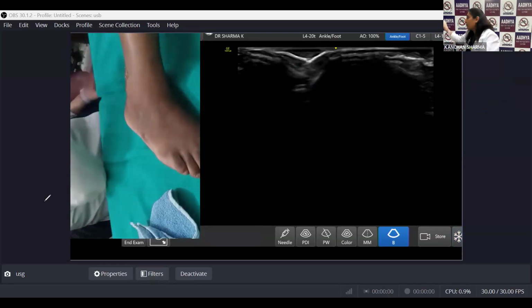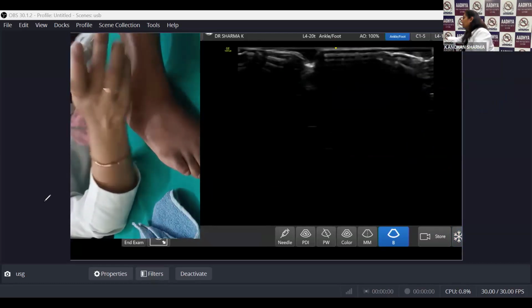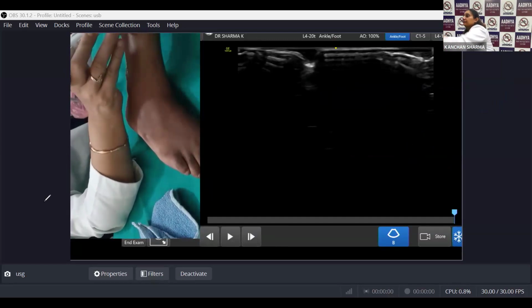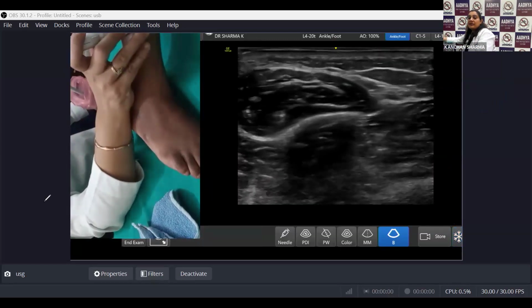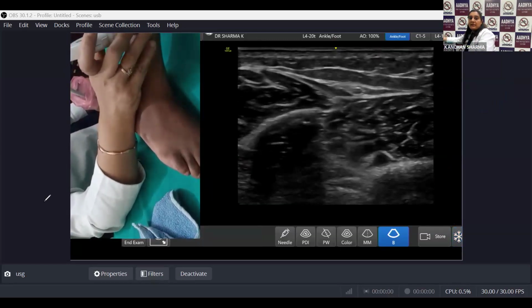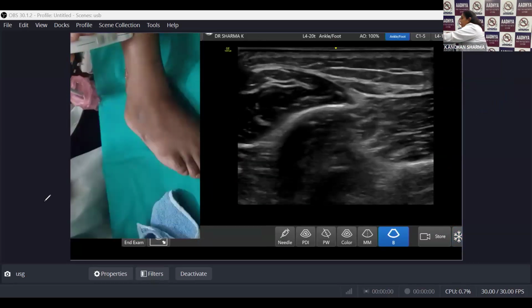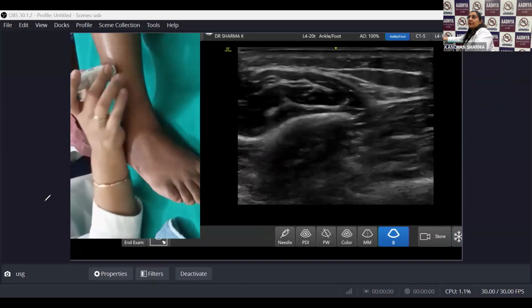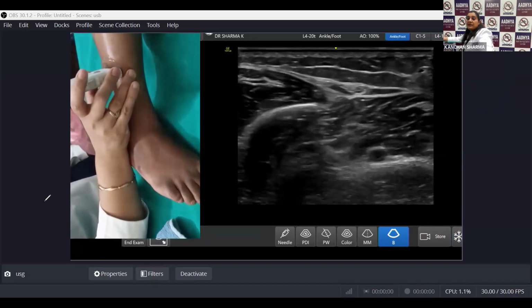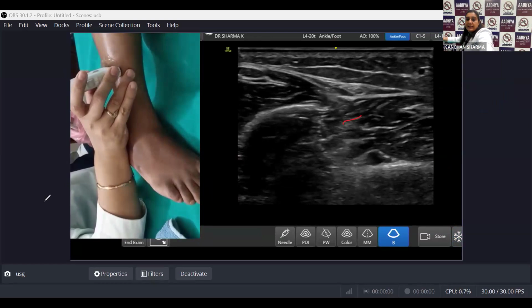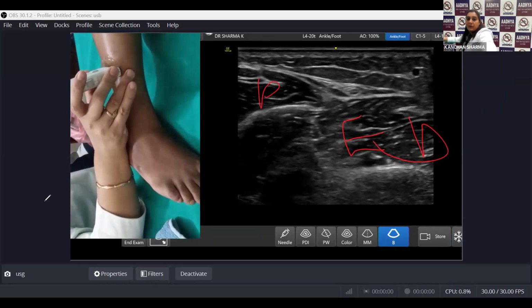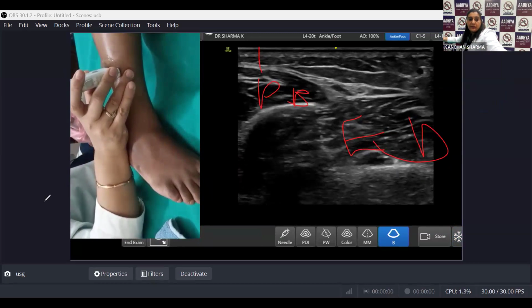So quickly I will repeat. Probe is in short axis. So this is for the superficial nerve, right? Lying between the extensor digitorum and the peroneus brevis and the longus. Fine.